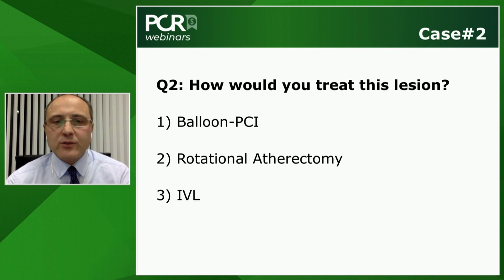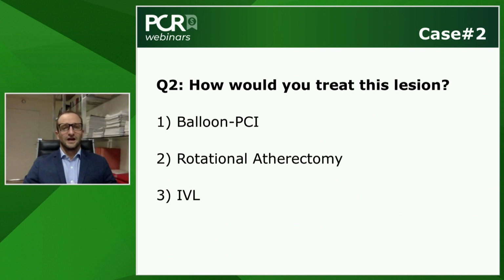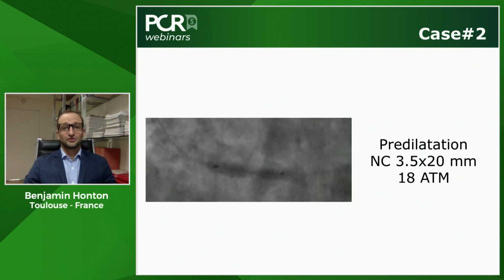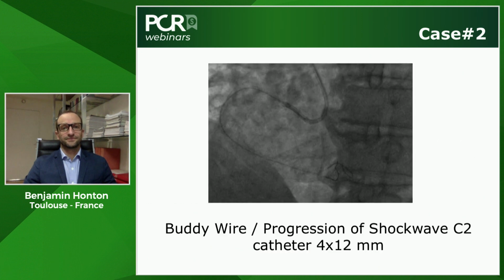Benjamin, show us what you did here. And so we followed Michael's advice, if we can have the case. So we tried first to predilate with a non-compliant balloon. It's a 3.5 millimeter, 20 millimeter length, raised up to 18 atmospheres. And you can see the footprint, the stenosis that will be left after this predilatation. And so in this view, we changed our mind and went for an IVL next.